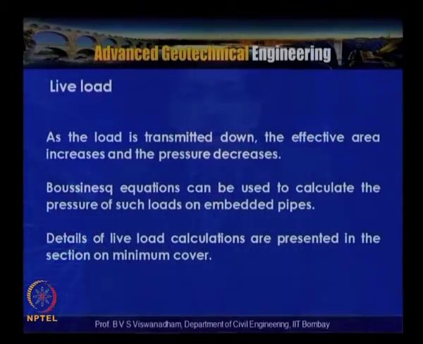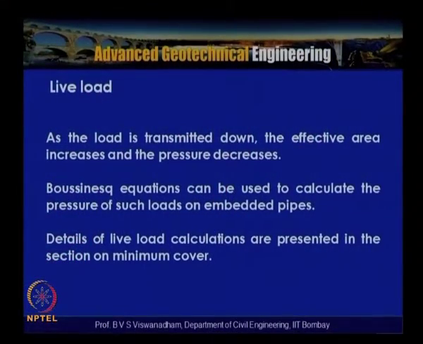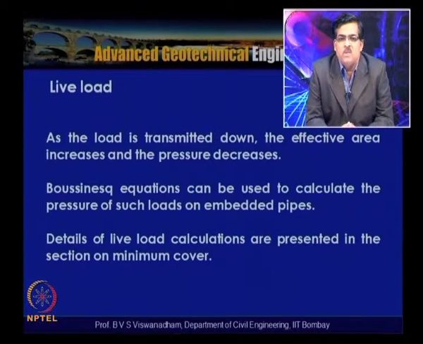So as these pipes are subjected to different types of loads, one such load is live load. If it is installed below a railway embankment or a highway embankment, it is subjected to wheel loads. As the load is transmitted down, the effective area increases and the pressure decreases. Naturally, the load applied at the surface gets diminished once it reaches the top of the pipe. So Boussinesq's theory can be used to calculate the pressures from the different types of loads on the embedded pipes.